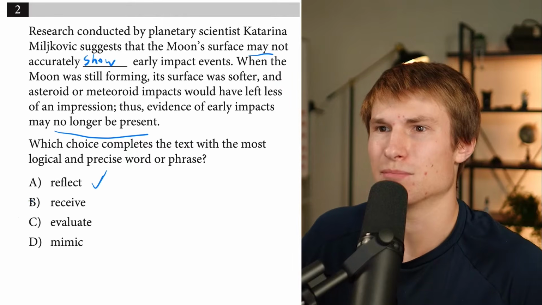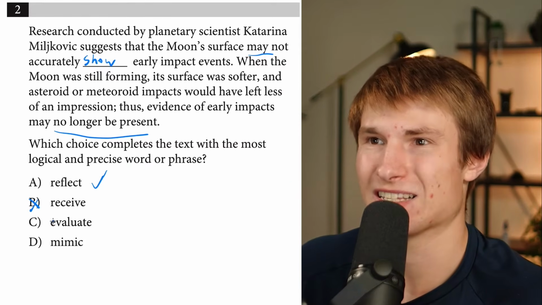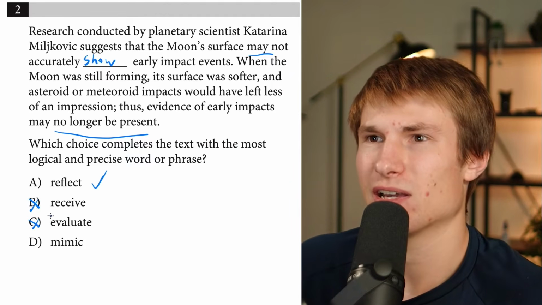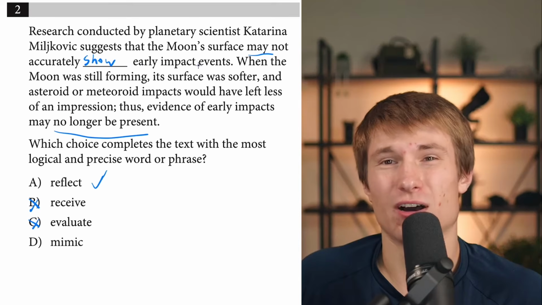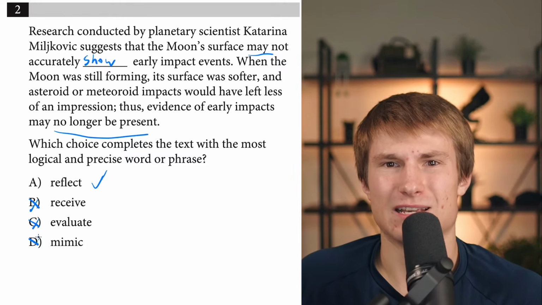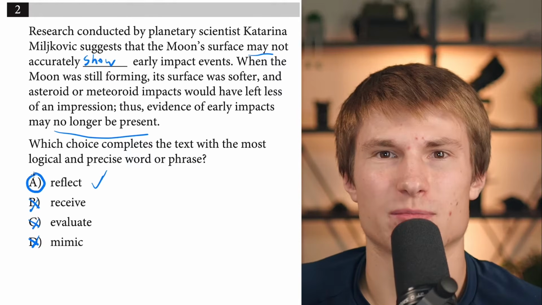That would make sense. B, receive. It wouldn't be receiving early impacts now in present day. C, evaluate. Well, we wouldn't say that it may not accurately evaluate early impact events. And then D, mimic. It's not going to be mimicking them. Okay, so A would have to be our answer there for number 2.